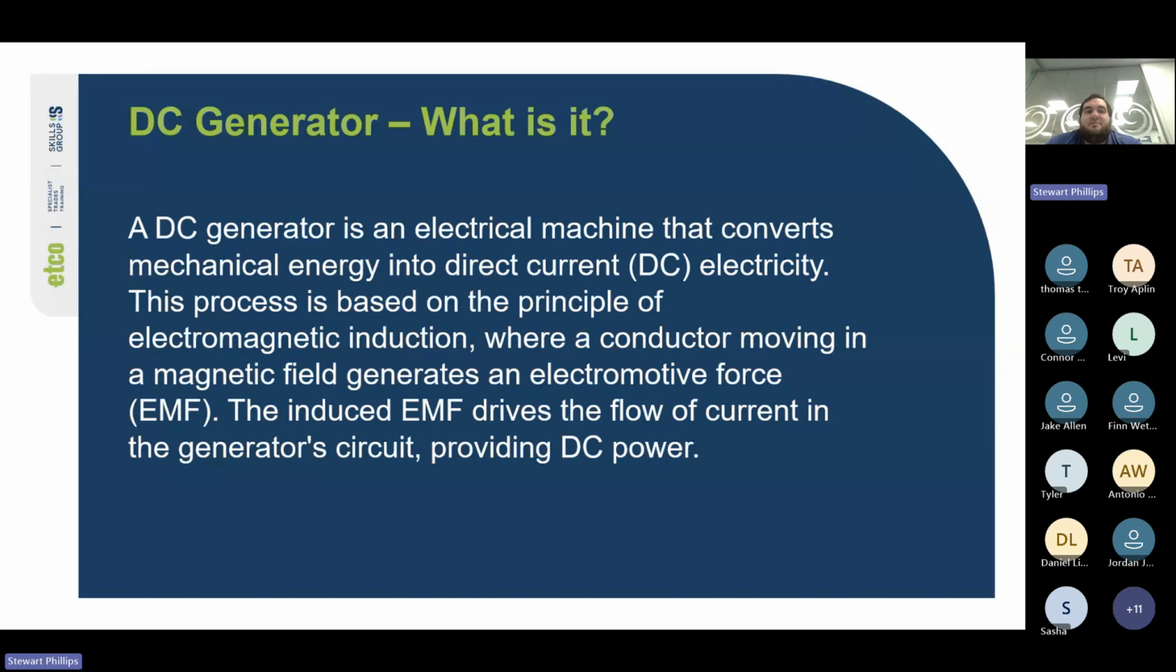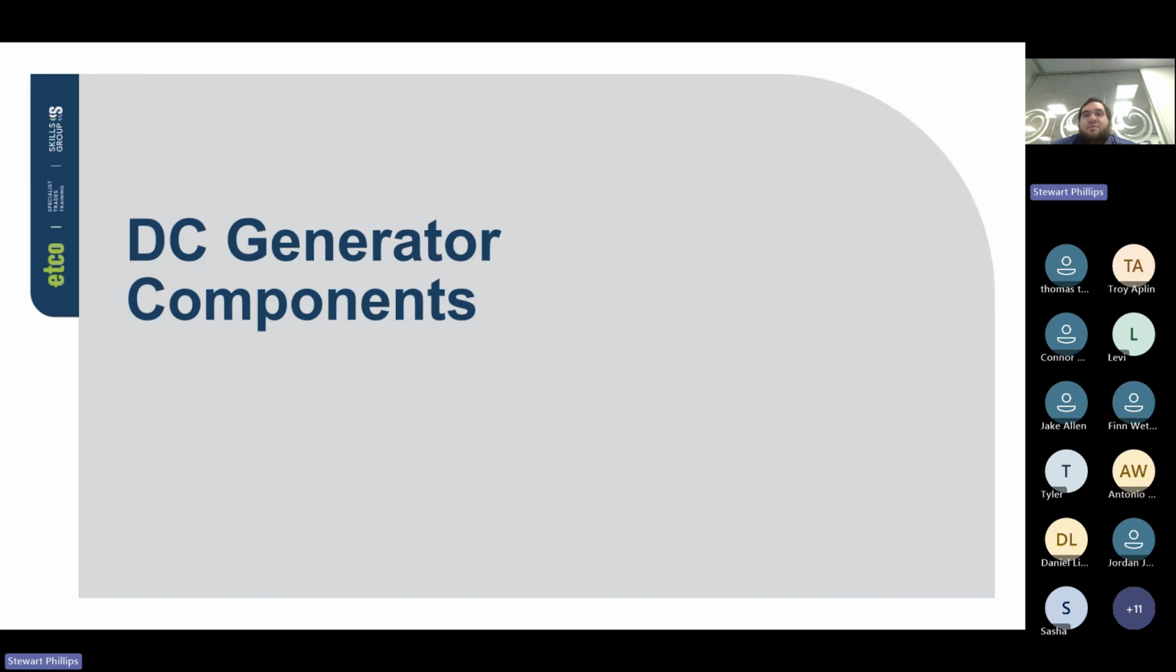But a DC generator normally has a little backup battery, which creates a DC current flow, which creates a magnetic field in either the rotor or the coils, usually in the rotor. Then that rotor spins inside the coil, creating a magnetic field. But we'll first look at some components.